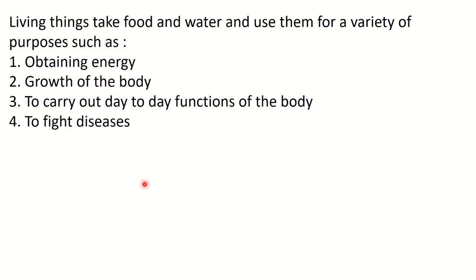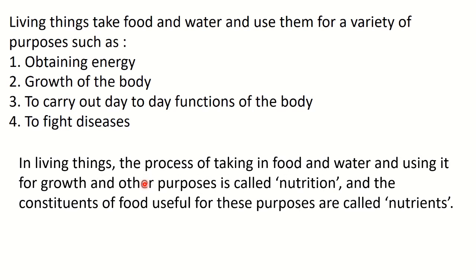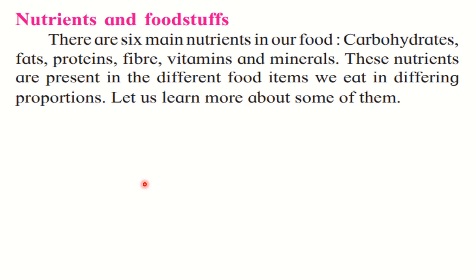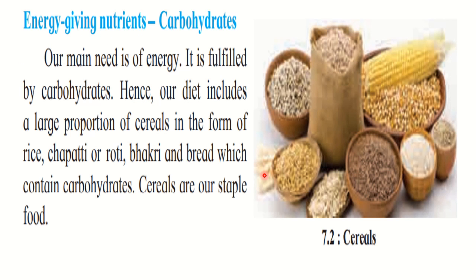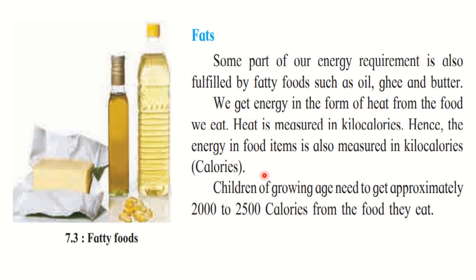Then afterwards we have seen the different types of foodstuffs. There are 6 main nutrients in our food. The very first is carbohydrates, which we get from cereals and pulses. That is why it is our staple food. Then we have fats, which we get from butter, ghee and vegetables. They are energy giving food.